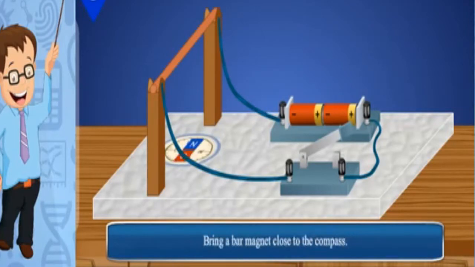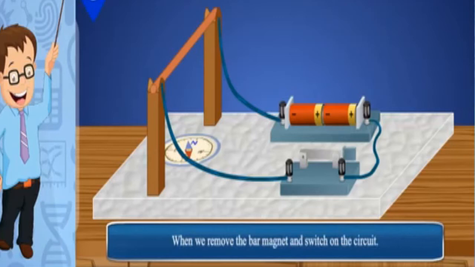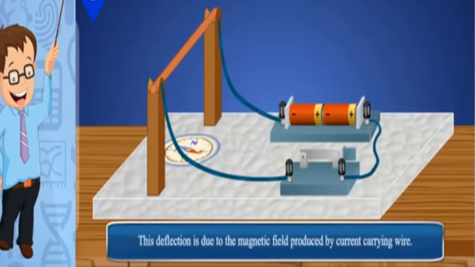Bring a bar magnet close to the compass. The needle in the compass deflects. This deflection is due to the magnetic field produced by the bar magnet. When we remove the bar magnet and switch on the circuit, we observe the position of the compass needle. The compass needle deflects. This deflection is due to the magnetic field produced by the current-carrying wire.